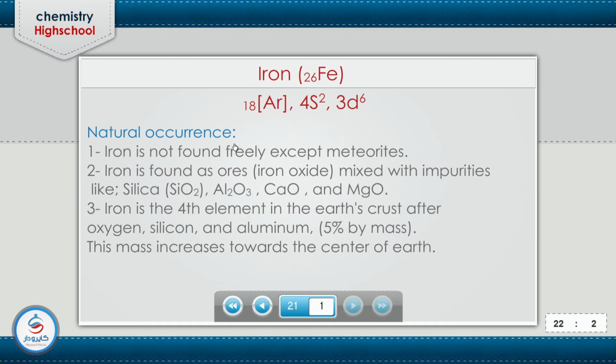The natural occurrence of iron. Number one, iron is not found freely except in meteorites. Number two, iron is found as ores, iron oxide mixed with impurities like silica SiO2, aluminium oxide, calcium oxide, and magnesium oxide. Number three, iron is the fourth element in the Earth's crust after oxygen, silicon, and aluminium. It is about 5% by mass. This mass increases towards the center of the Earth.